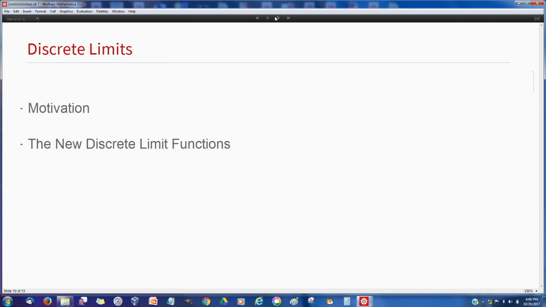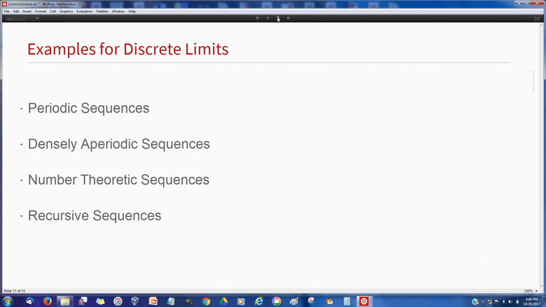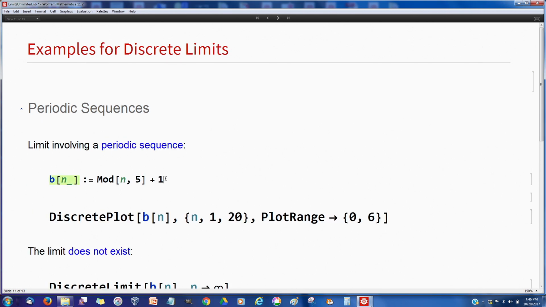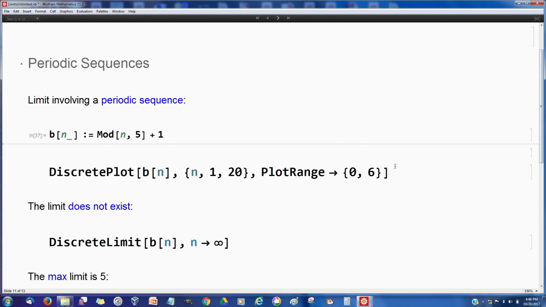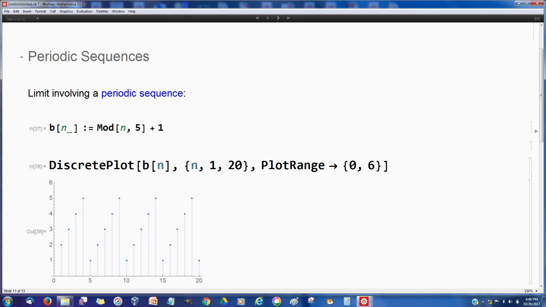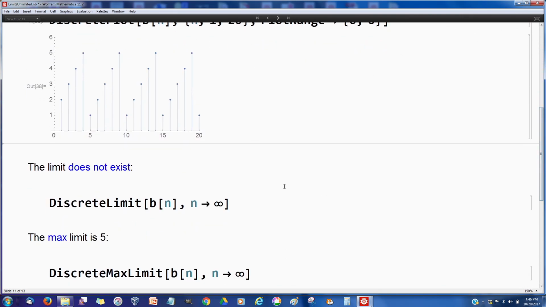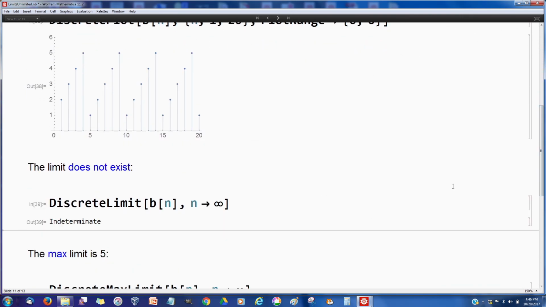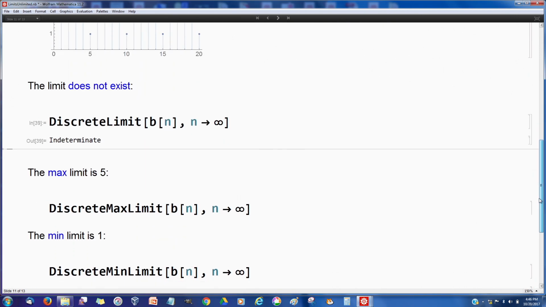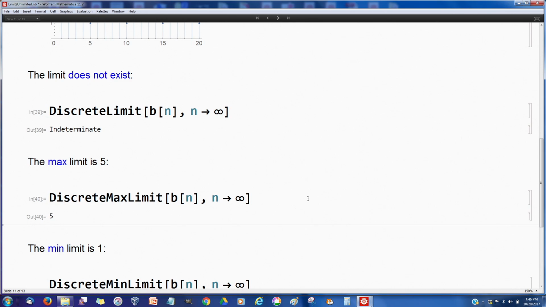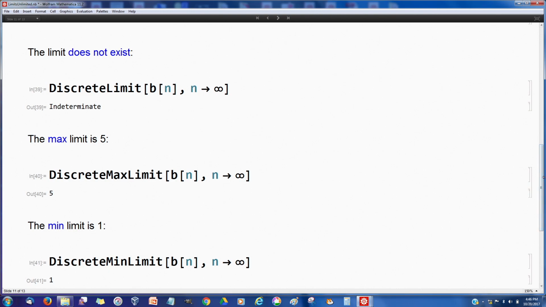Okay, so some examples of discrete limits which go a little beyond the continuous case. So one example over here would be periodic sequences, where you have something like a mod, and the sequence now oscillates, goes up and down, in this case, it goes down from 1 to 5. So, of course, the limit doesn't exist. So, with the new philosophy, it's indeterminate, but surely we can compute the discrete max limit and the discrete min limit. So, that's 1 and 5 as expected.